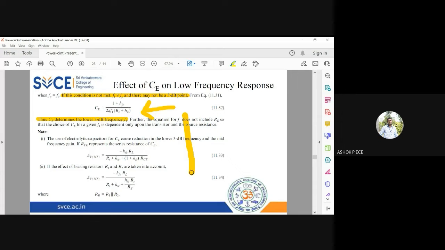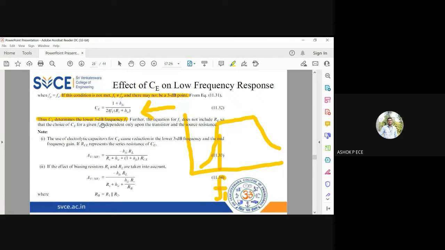I told you, right, in the amplifier response graph, your graph will increase, stay constant, and then decrease. So you have a cutoff frequency here, F1. That F1 is decided by your coupling bypass capacitor CE. So it is very, very important that this capacitor CE will decide the lower cutoff frequency. And usually we require this F1 to be as low as possible.